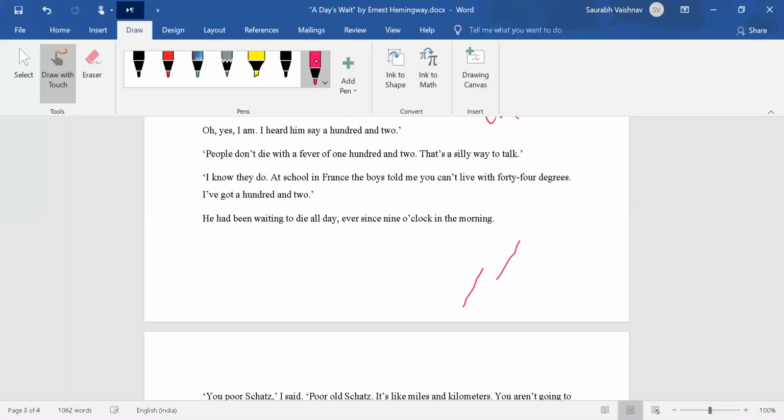I have got 102." So when Shaz was in school in France, his classmates and friends were discussing that people cannot live with 44 degrees. "I have got 102."